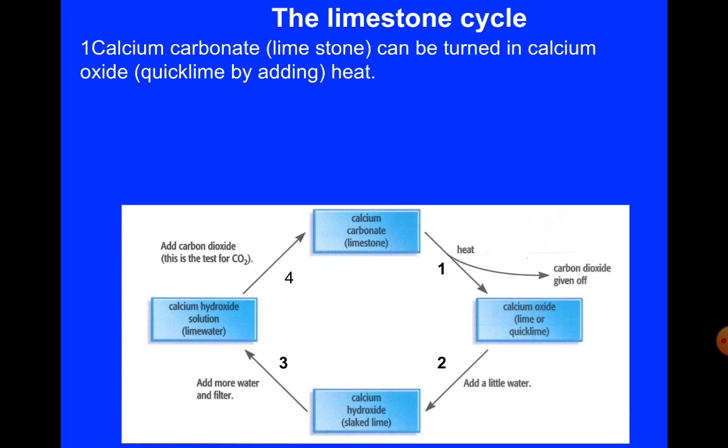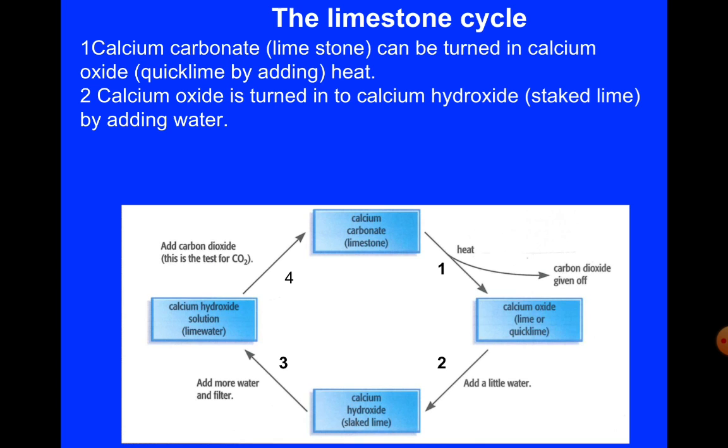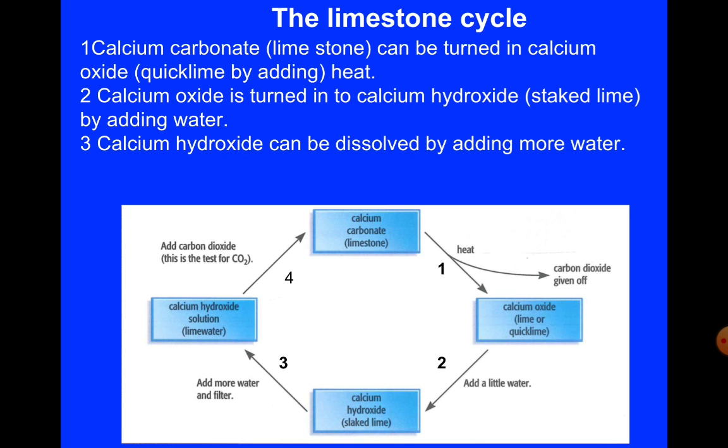Now, when we add a little bit of water to the calcium oxide, which is alkaline, we get calcium hydroxide. This we call slaked lime. Okay, we can even add more water and a filter, and then we get calcium hydroxide solution, which you might know is lime water. And you know how you can detect carbon dioxide from your breath by using lime water.